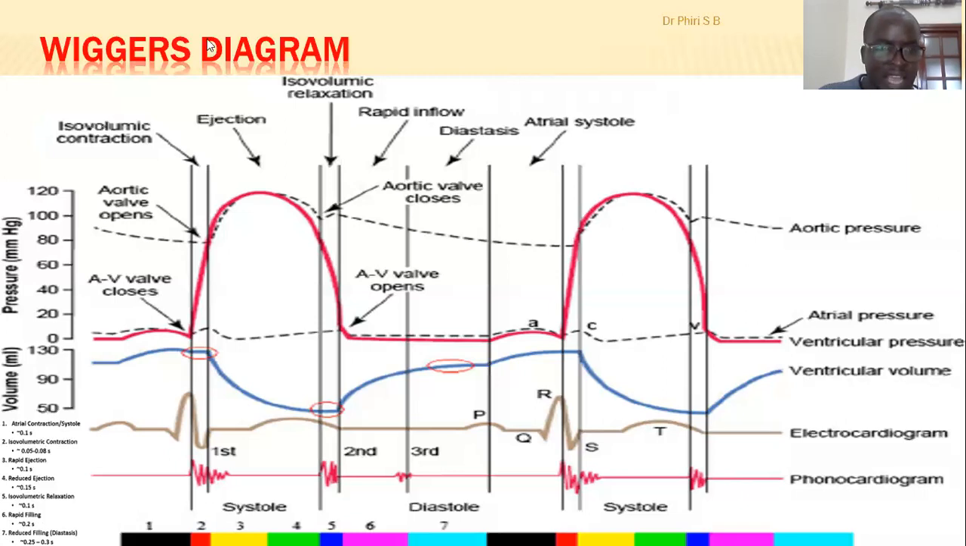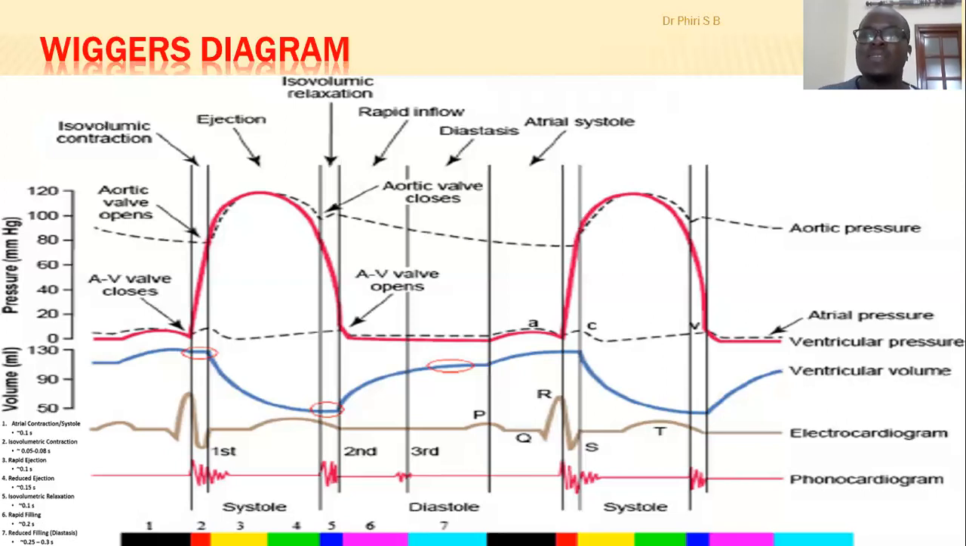So you can see here at the end of the isovolumetric contraction, you have the opening of the aortic valves. These are semilunar valves, so the aortic valve and also the pulmonary valve are going to open. The opening of these semilunar valves will now bring about the third phase of the cardiac cycle, which is referred to as rapid ventricular ejection. So you have the rapid ventricular ejection phase that is brought about by the opening of the semilunar valves.